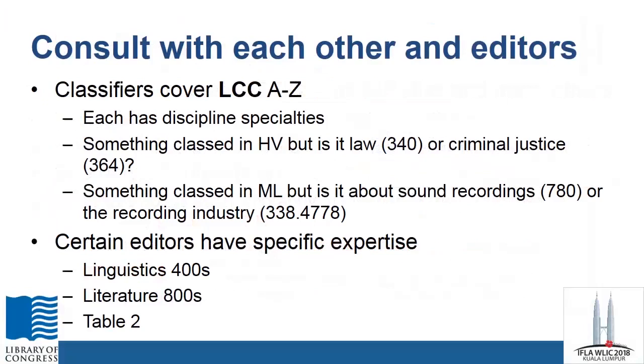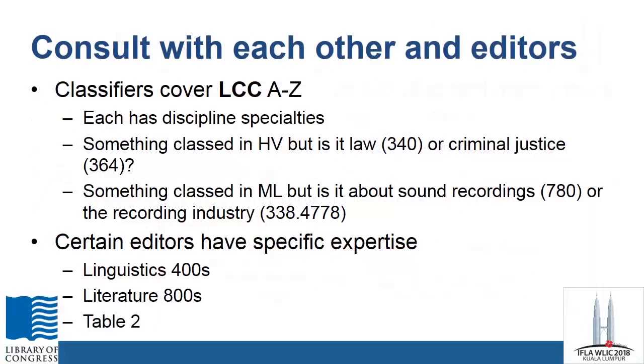It's really nice. So each classifier has a discipline specialty, and for instance, I have one that does social sciences, I have one that does medical sciences, I have one that does humanities, and they are backing each other up at all times if one is away from the office. But predominantly, they have this discipline that they specialize in. And so they're talking to each other.